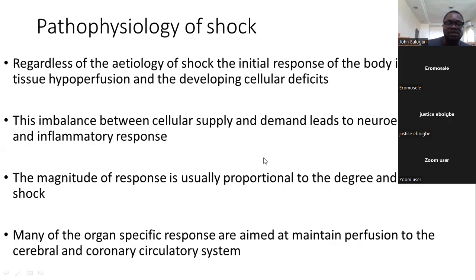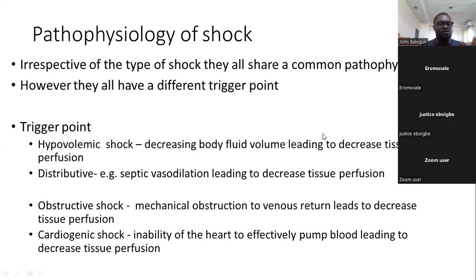It is via some mechanisms. And the mechanisms by which this occurs are basically the sympathetic mechanism, the adrenal mechanism, and then the hypothalamic mechanism.